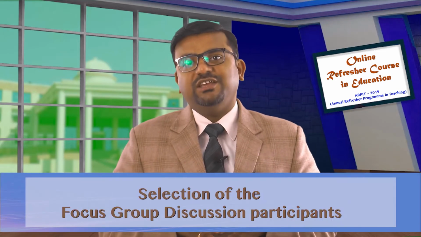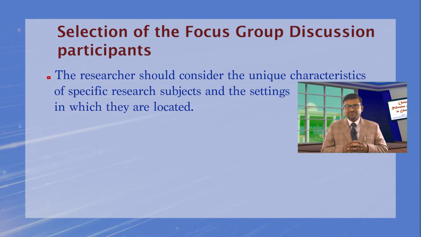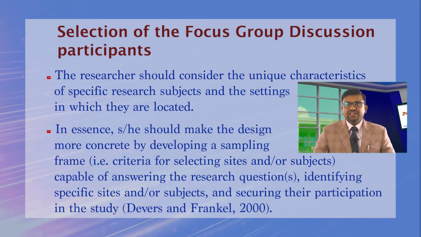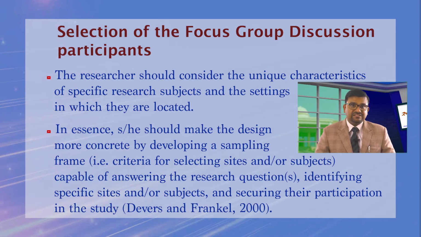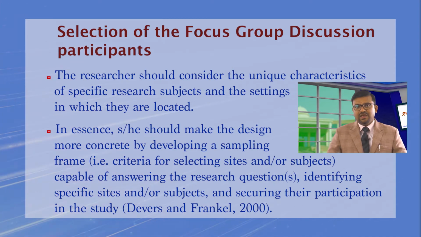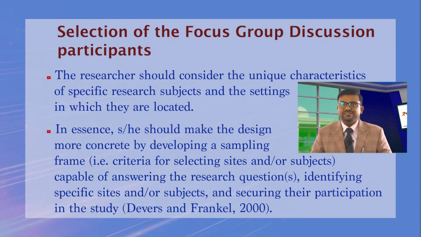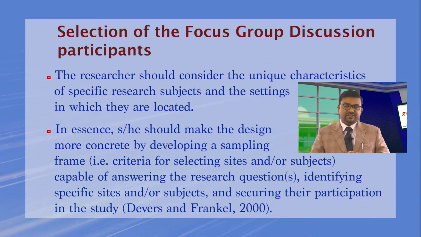Let us know how to select the FGD participants. The researcher should consider the unique characteristics of specific research subjects and the settings in which they are located. In a sense, he or she should make the design more concrete by developing a sampling frame, that is, criteria for selecting sites and/or subjects capable of answering the research questions, identifying specific sites or subjects, and securing their participation in the survey study.